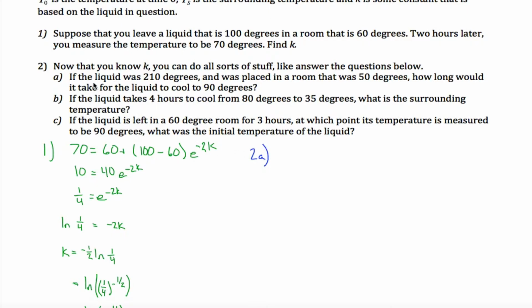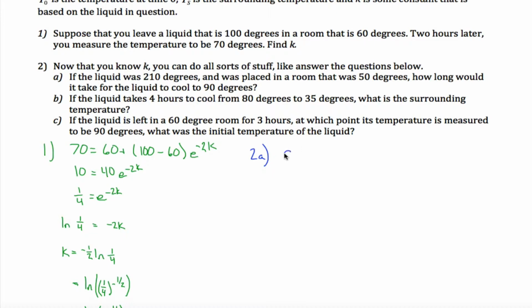2a says that if the liquid was 210 degrees and was placed in a room that was 50 degrees, how long would it take? So now we don't know what t is. We're trying to solve for t. But fortunately, we have k. We've solved that before, so we'll be able to solve for t. How long would it take for the liquid to cool to 90 degrees?